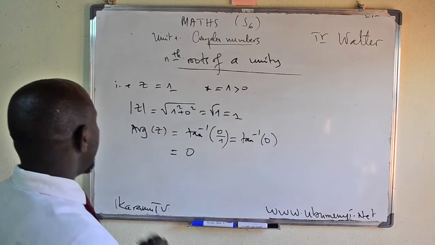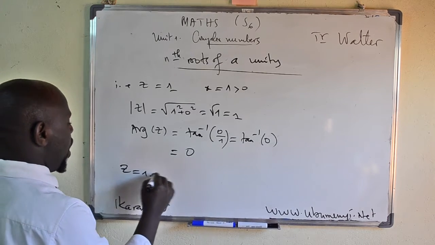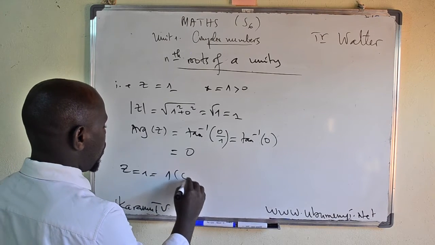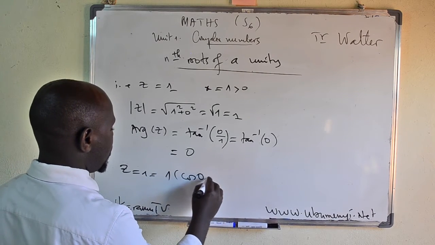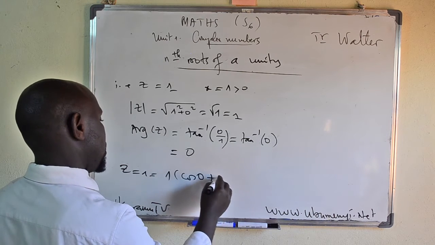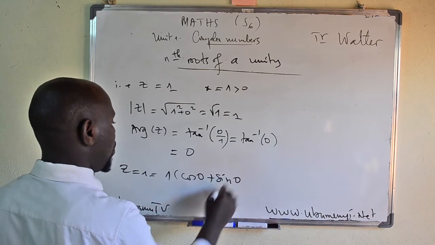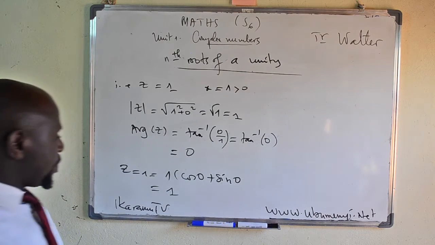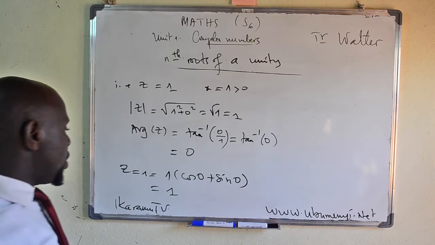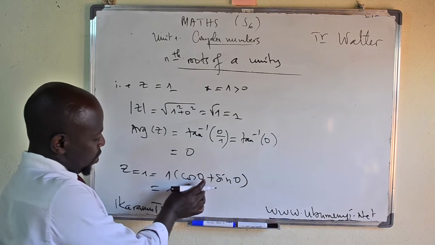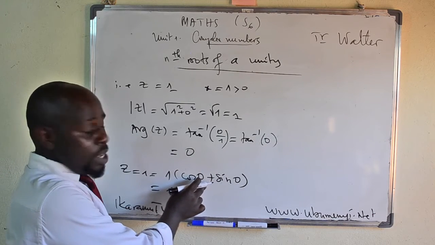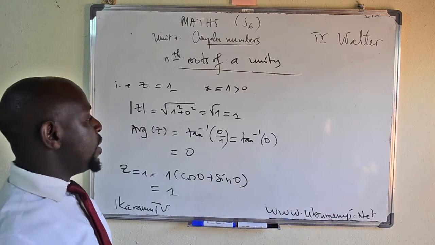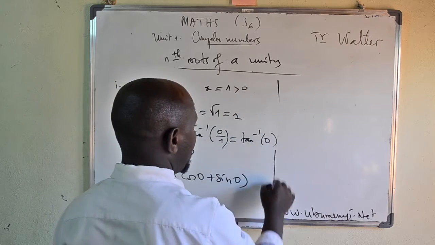The argument is 0. So if we try to write z, which is equal to 1, in the polar form, we shall see it will be equal to 1 times cosine 0 plus i sine 0. Because cosine 0 is always 1, and sine 0 is 0, I shall get 1. Ladies and gentlemen, now we have to look for the nth roots.